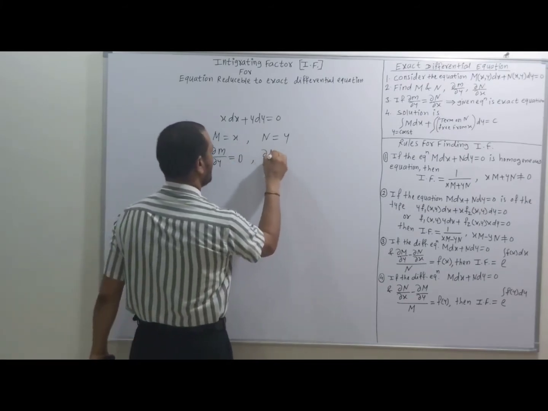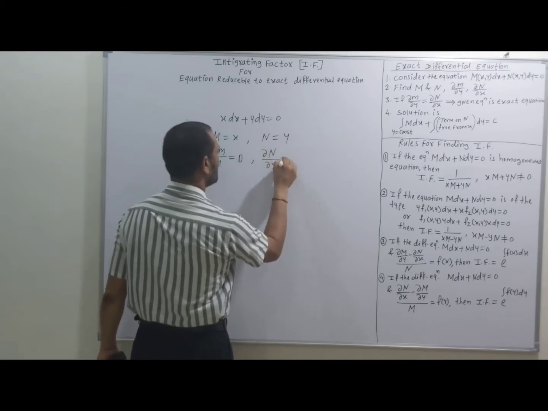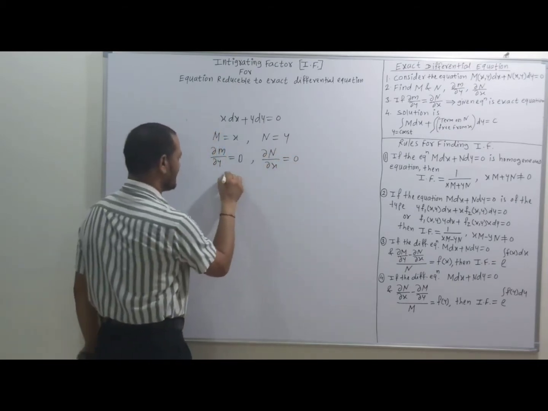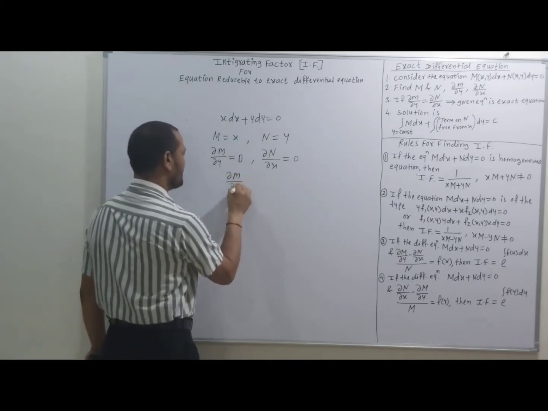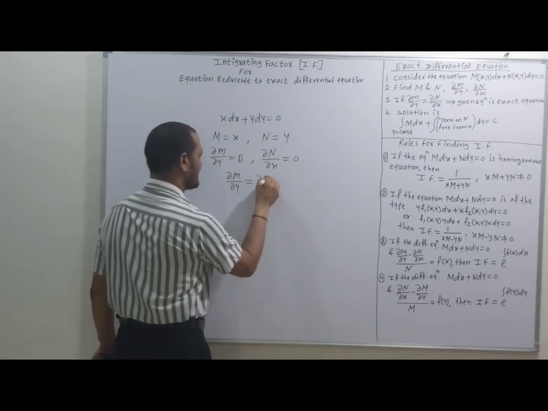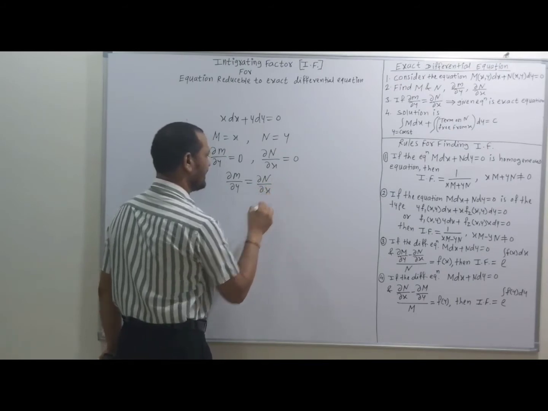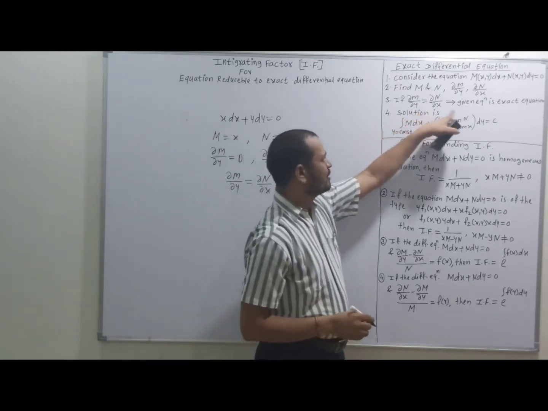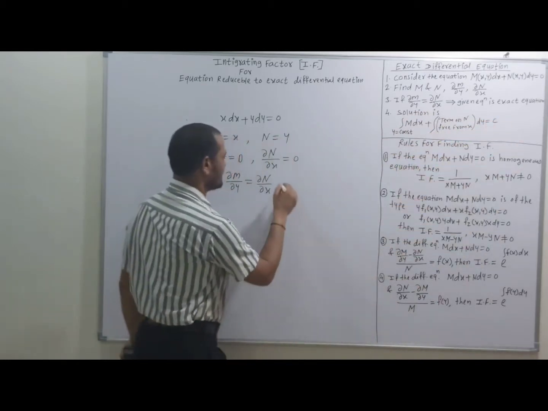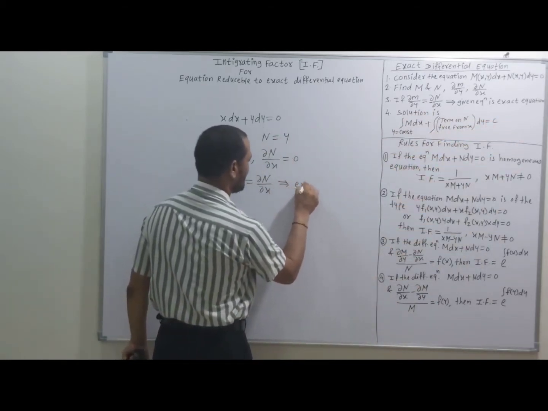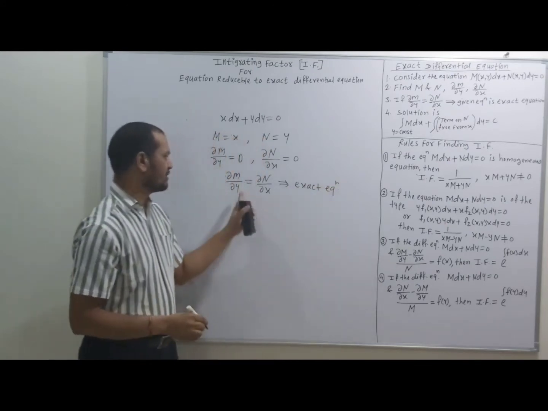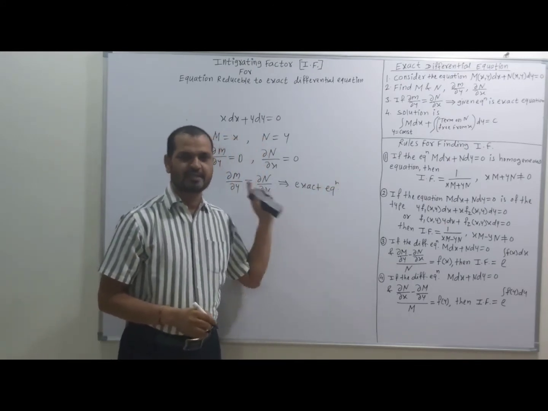Similarly, if we find the partial derivative of N with respect to x, this value is also equal to 0. So this indicates that the partial derivative of M with respect to y is exactly equal to the partial derivative of N with respect to x. That means this condition holds, so the given equation is an exact equation. Because of this condition, we get the idea about the exact equation.